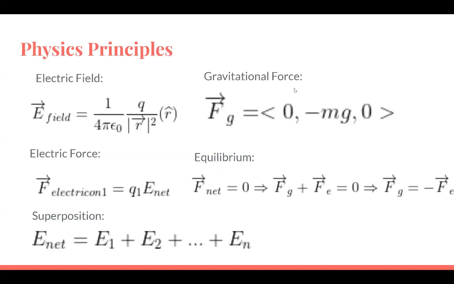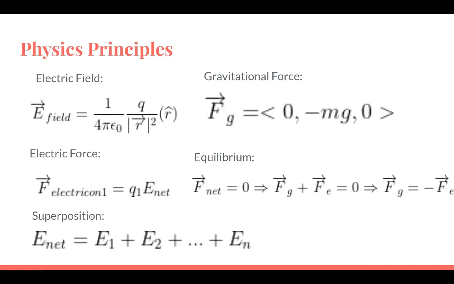So the physics principles, first we'll have electric field, right? So that's just how a charged thing interacts with the stuff around it. Electric force is just going to be, if you have another charged particle, that charge times the electric field of whatever's around it, and that's going to be the electric force on that particle. Then we'll have gravitational force, just force pulling you downwards. That's just going to be negative mass times the gravitational constant, which is 9.81.